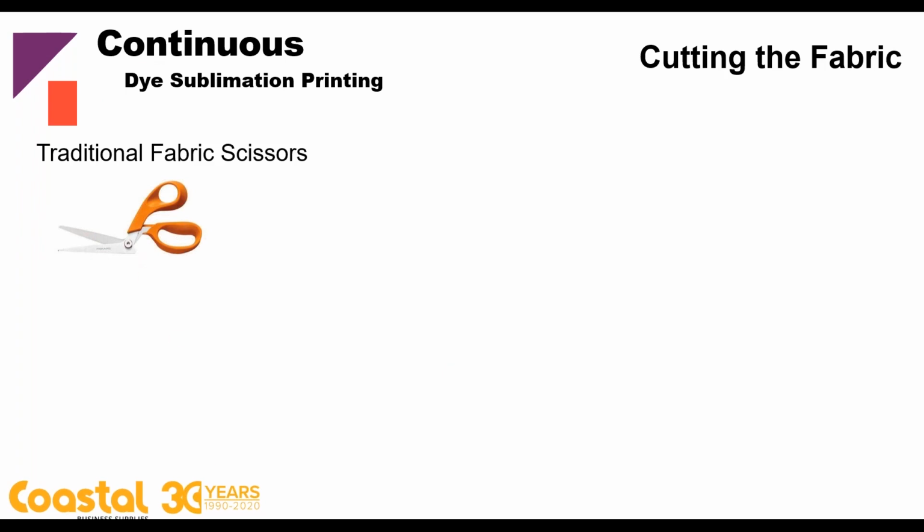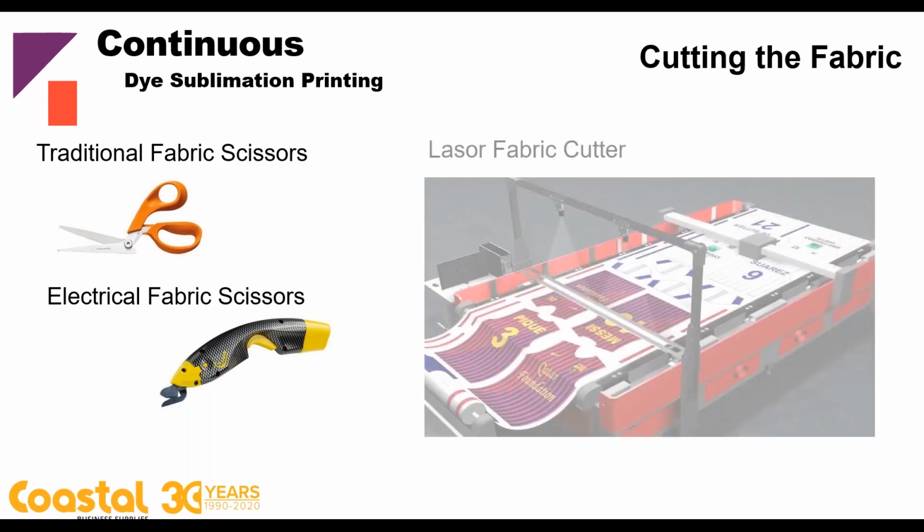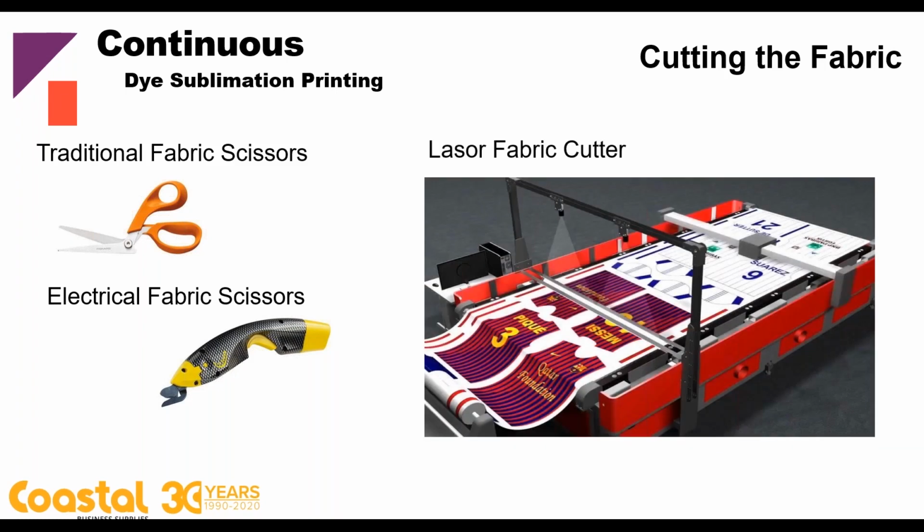So you can do the standard scissors. There are electrical fabric scissors available. And then to truly get into a more high production shop, we do see people adding another element, and that would be a laser fabric cutter. So this would be where it's actually scanning and then cutting out the patterns on the go. So again, once it came off the rotary press, this is now the fabric that's been sublimated, going through the laser fabric cutter.